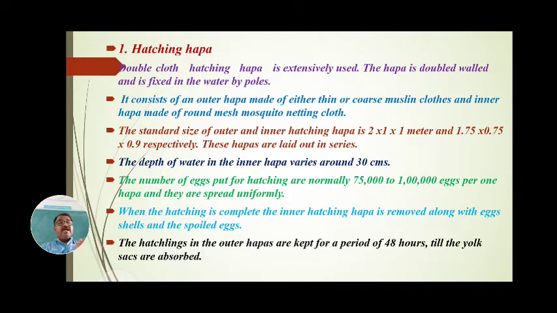75,000 to 1 lakh eggs per hapa, and they are spread uniformly. The eggs are to be spread uniformly throughout the hapa. They should never be spread more on one side, less on another side, and completely absent in another.